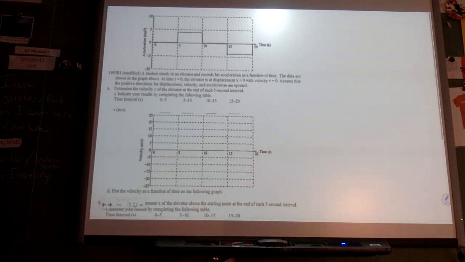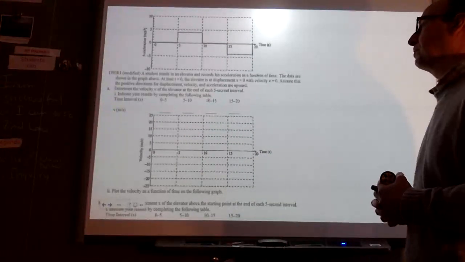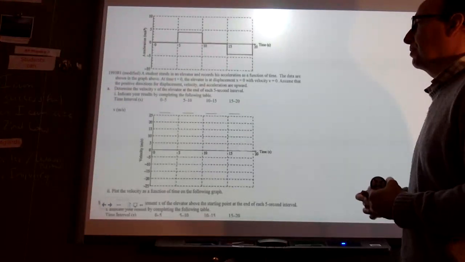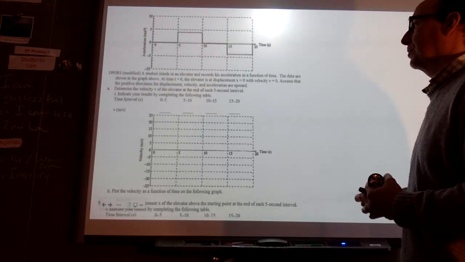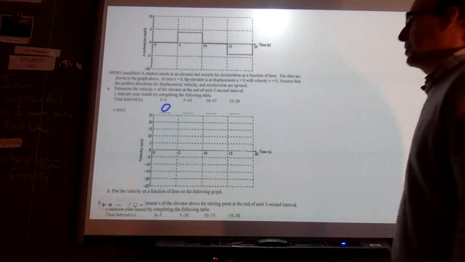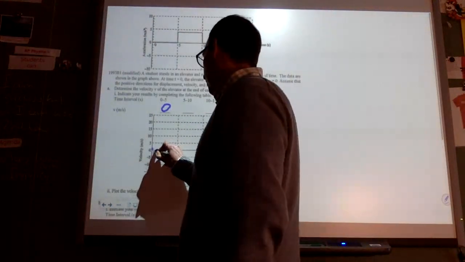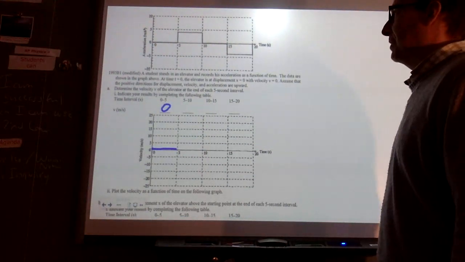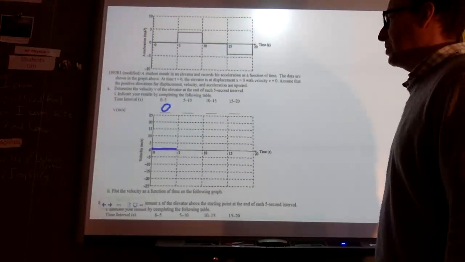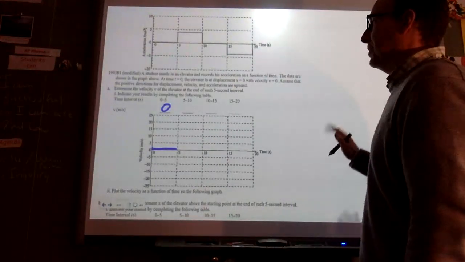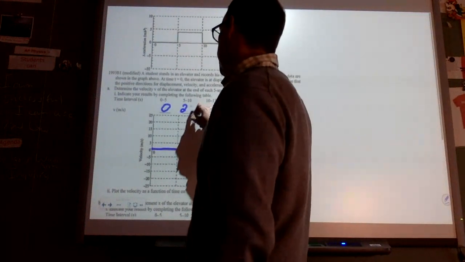All right, so we have an acceleration time graph, and they're asking us to make a velocity time graph. We start at a velocity of 0. So if my velocity is 0, my acceleration is 0. So for the first 5 seconds, it's going to be 0. From 5 to 10 seconds, my acceleration is going to be 4 meters per second squared from this graph. For 5 seconds, that's going to get me from 0 to 20.